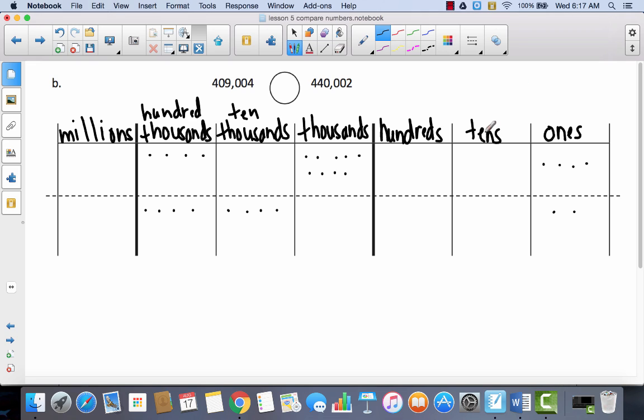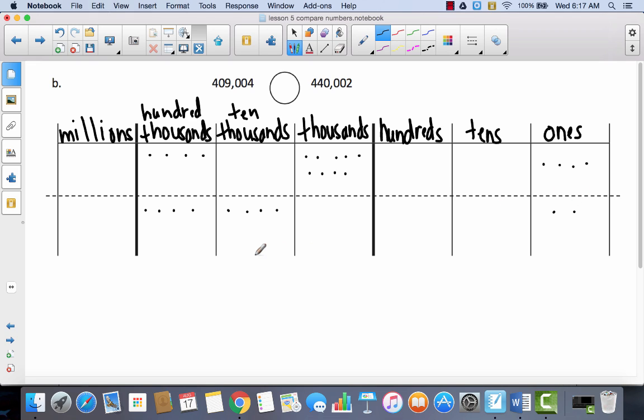So you should have ones, tens, hundreds, thousands, 10,000s, 100,000s, millions. And then our first number, we had 400,000s, no 10,000s, 9,000s, no hundreds, no tens, 4 ones. In our second number, we had 400,000s, 4 10,000s, no thousands, no hundreds, no tens, and 2 ones.